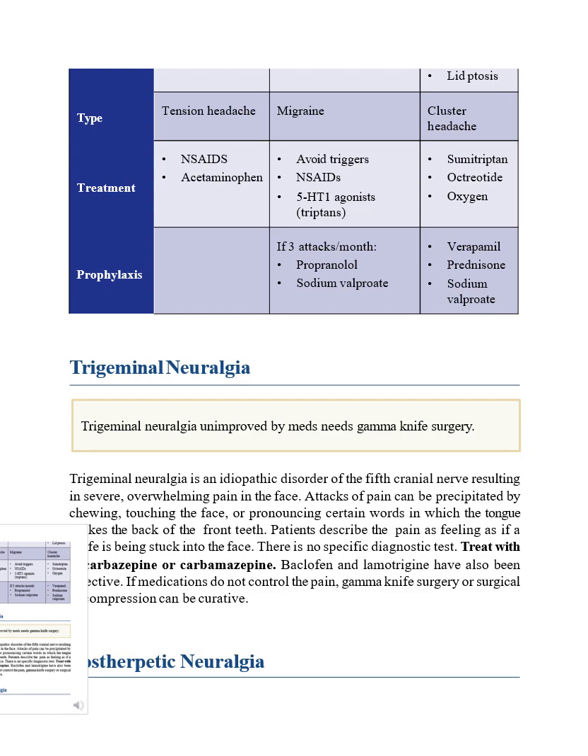Basically, trigeminal neuralgia is an idiopathic disorder of the 5th cranial nerve, which results in severe overwhelming pain in the face. Attacks of pain can be precipitated by chewing, touching of the face, or pronouncing certain words in which the tongue strikes the back of the front teeth. Patients describe the pain as feeling as if a knife is being struck into the face.